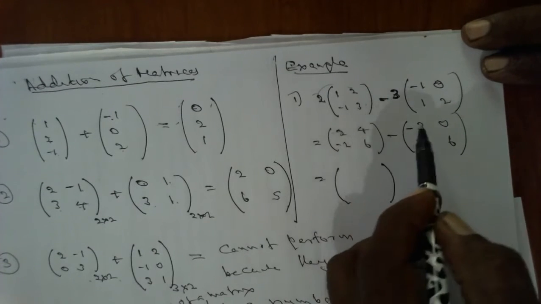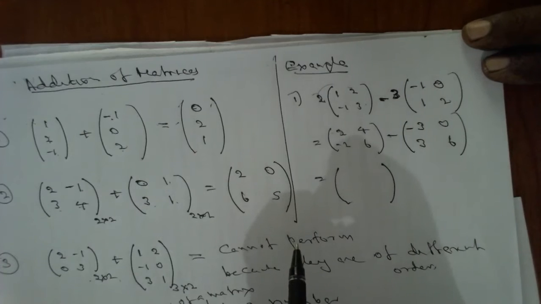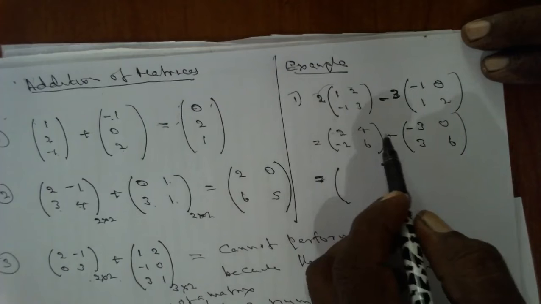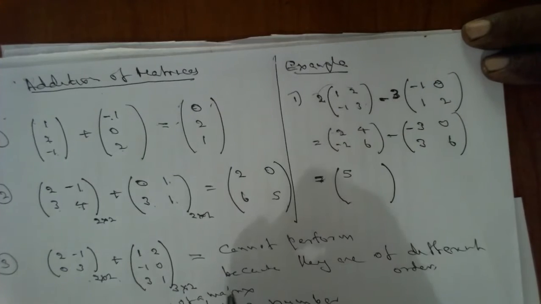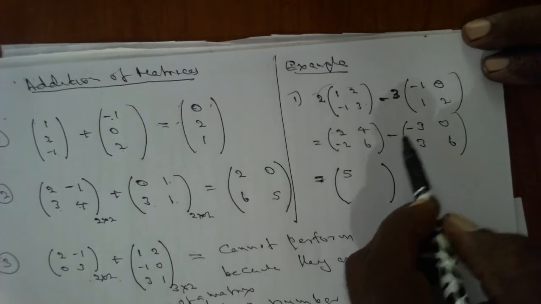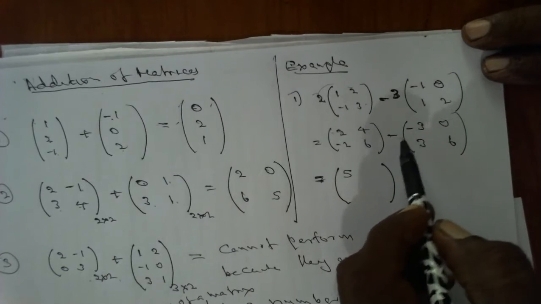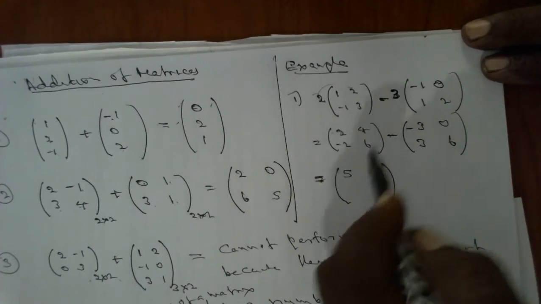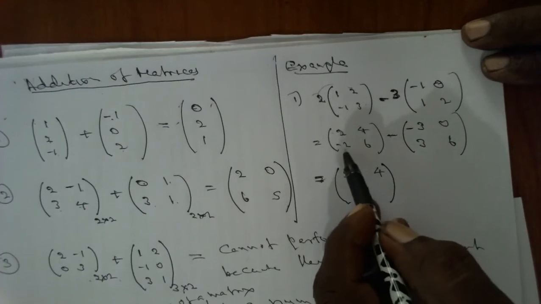2 minus minus 3. 1, sir. Plus 1. 2 minus minus 3 is 5. There are 2 minus signs. Minus minus 3 is plus 3. Plus 3, yes. Then 4 minus 0, 4. 4. Minus 2 minus 3.